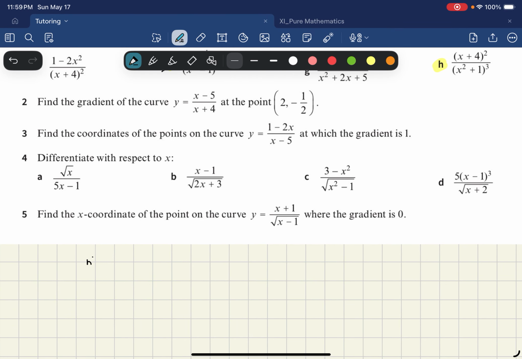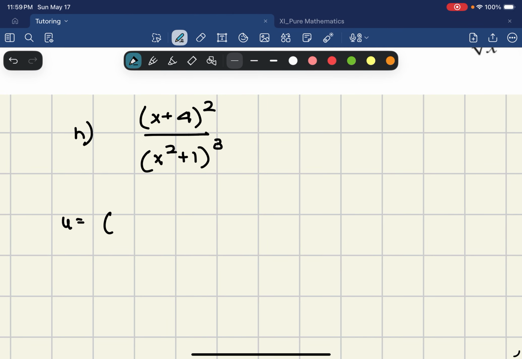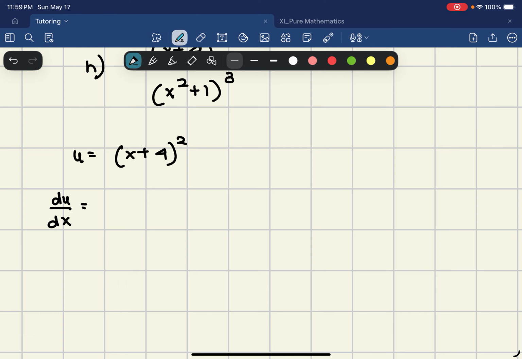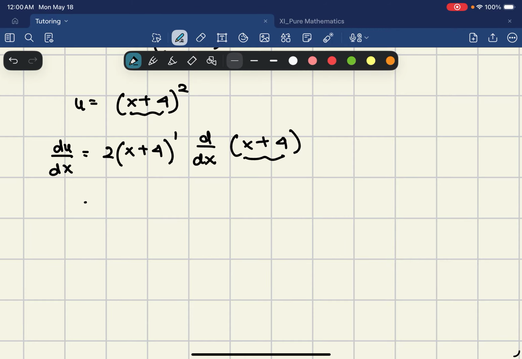So H, I have (x plus 4) squared divided by (x squared plus 1) to the power 3. All right. So u is going to be my numerator, (x plus 4) squared. So du by dx is going to be, you bring the 2 to the front, (x plus 4) to the power 1, but any x inside, so you have to differentiate it again. And when you differentiate x plus 4, you are going to get 1, right? So 2(x plus 4) times 1 is just going to be this expression.